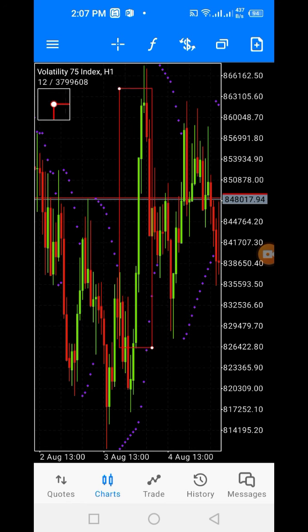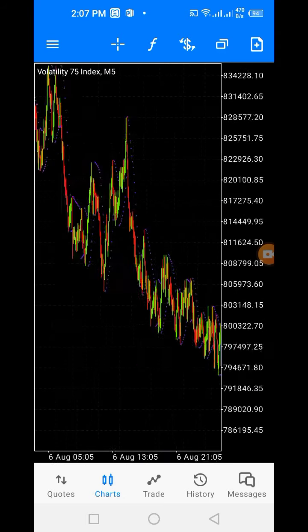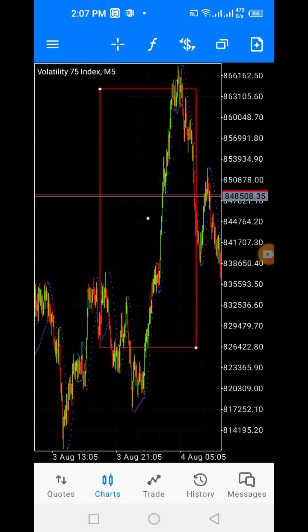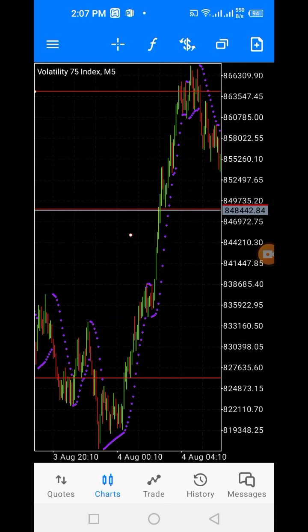Up. So let's check it out. 5 minutes chart. So look at that buy signal now. Can you see the buy signal? Go in the same direction.